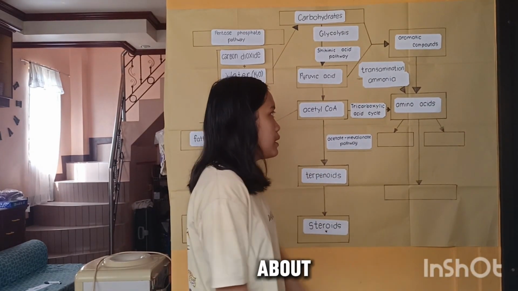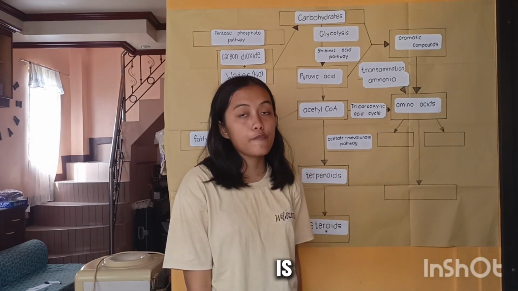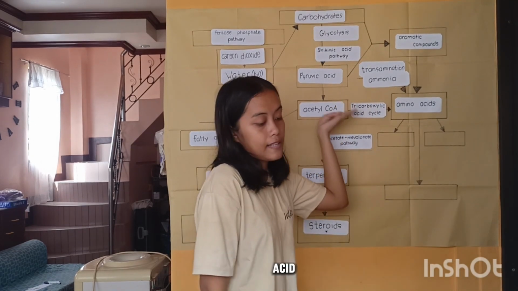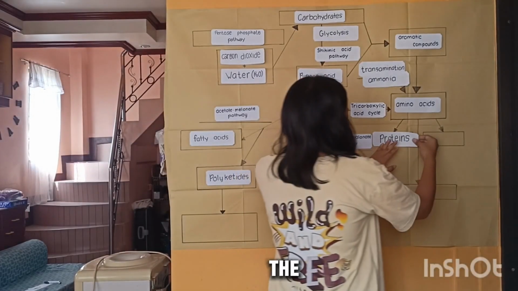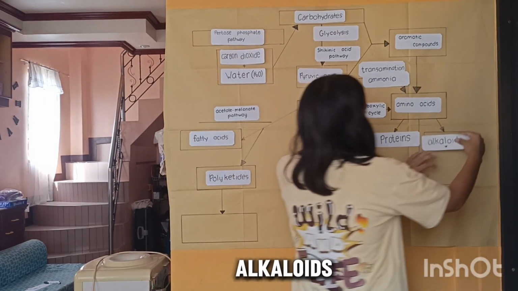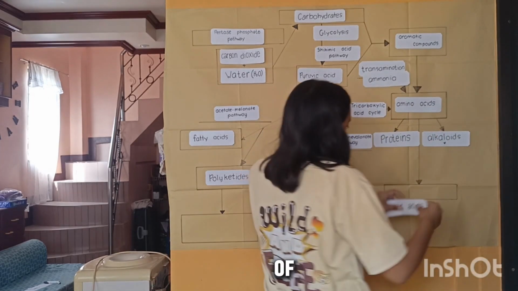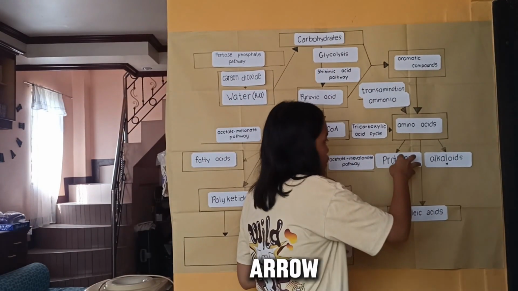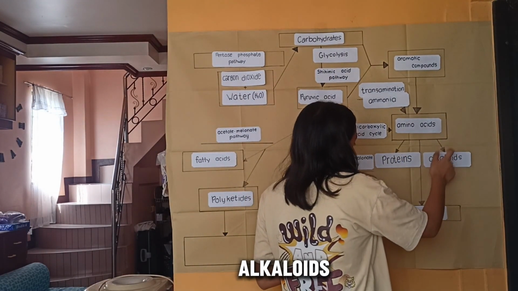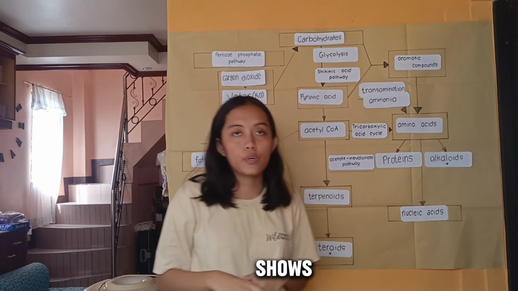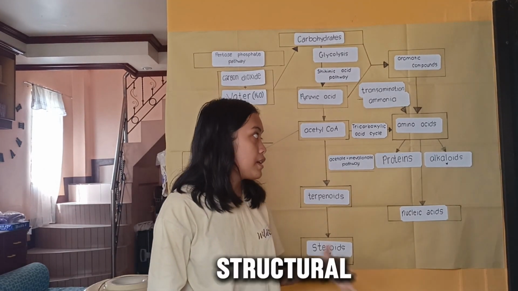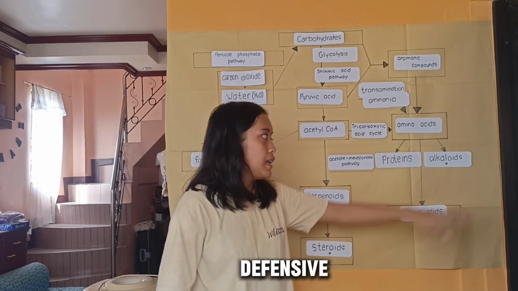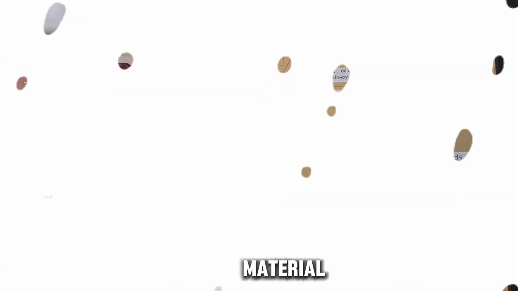Now let's move here. Earlier, we talked about the formation of amino acids. Amino acids are formed from the intermediates of the tricarboxylic acid cycle. Amino acids are the precursors of proteins, alkaloids, and nucleic acids. These arrows pointing to proteins, alkaloids, and nucleic acids show the diverse roles of amino acids in forming structural proteins, defensive alkaloids, and genetic material.